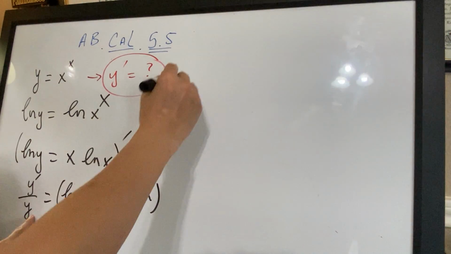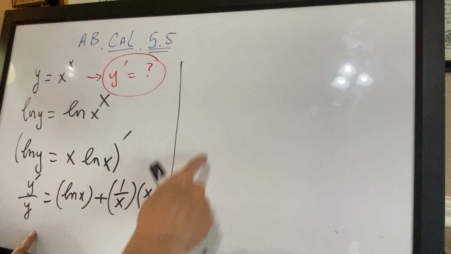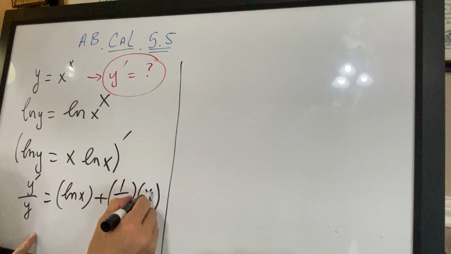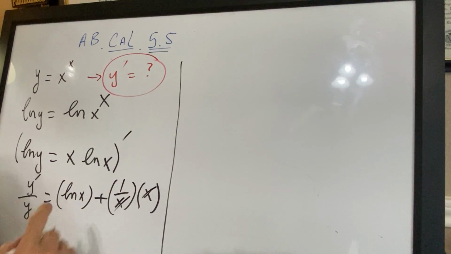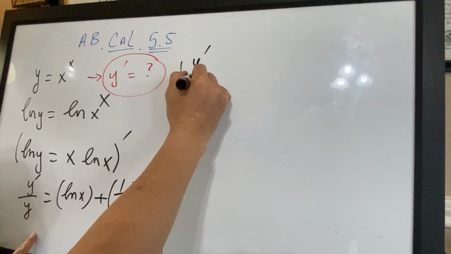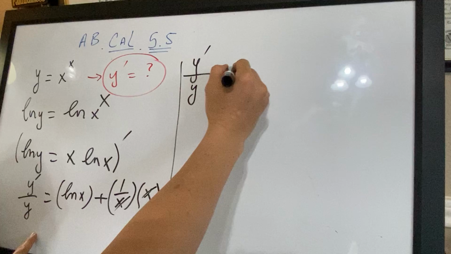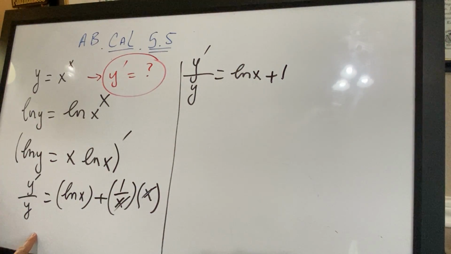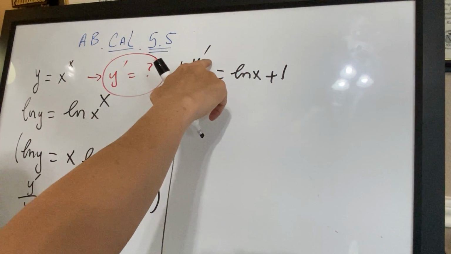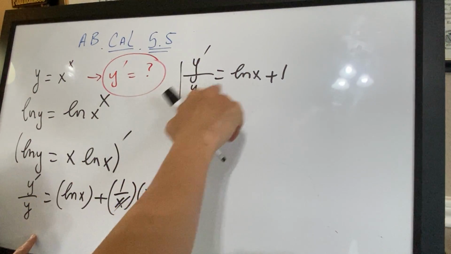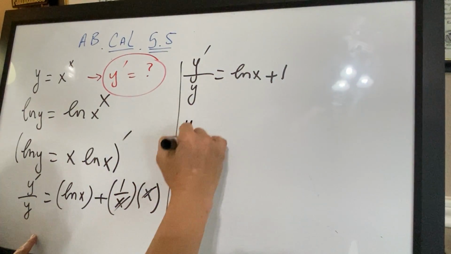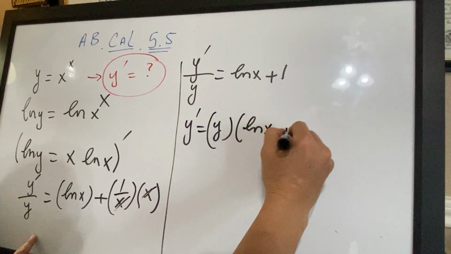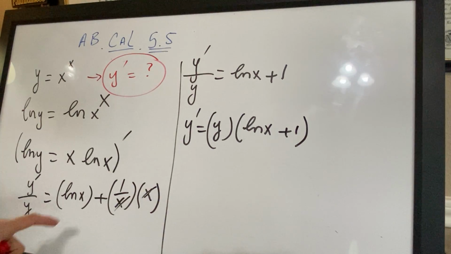Now, I am going to bring the board up here for you. What is this? x and x go into 1. So now I have y prime over y equals ln x plus 1. Now, all I do is solve for y prime, bringing y up here. So y prime now equals y times ln x plus 1. But we're not done yet.